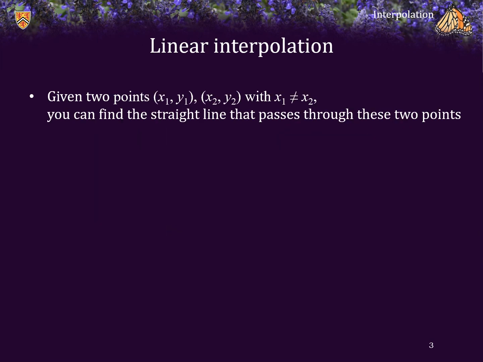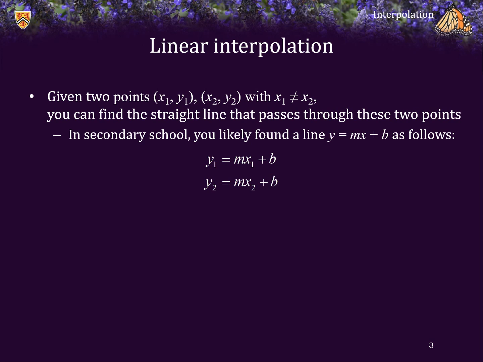Now suppose we start with 2 points, x1, y1, and x2, y2, and assume that the two x values are different. From secondary school, you can find the straight line that passes through these points. So what you would have done is assume the line is of the form y is equal to mx plus b. You would then substitute both pairs of points into this equation. That would give a system of two equations in the two unknowns m and b.